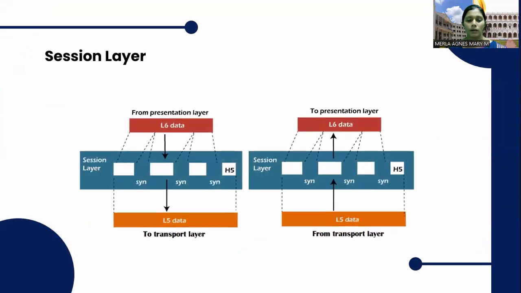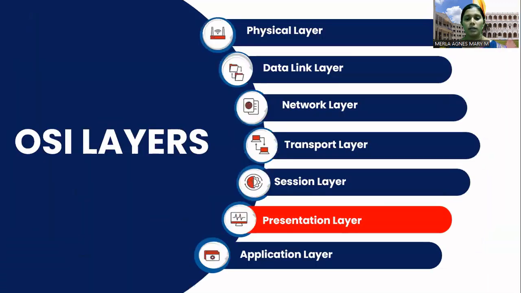The work of this session layer is that it gets the data from the presentation layer, synchronizes it, and moves it into the transport layer on the sender side. On the receiver side, it gets the data from the transport layer as segments, forms the data, and moves it into the presentation layer.